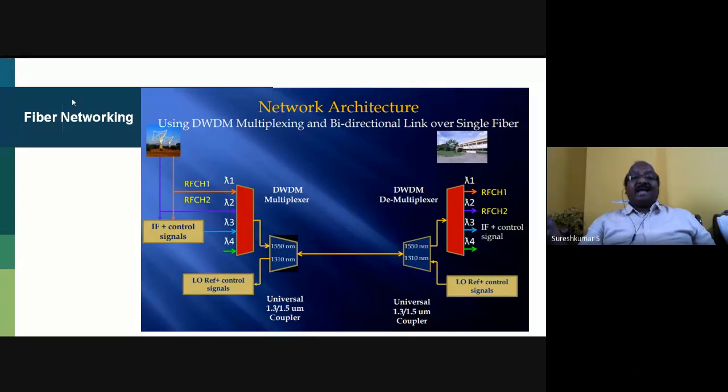Now, on the same fiber, we send a reverse signal for synchronization of the whole system, and for control and monitoring purposes also, at 1310 nanometer. So there is a signal traveling in the opposite direction on the same single fiber using a bidirectional technique with a WDM coupler, and the signal goes from the control room to the antenna. So this particular network supports DWDM on a single fiber along with a bidirectional link on the same fiber. So this is an interesting thing. Nobody has done it. This is very common in digital Ethernet links, but we have adopted it in the RF over fiber optic link.